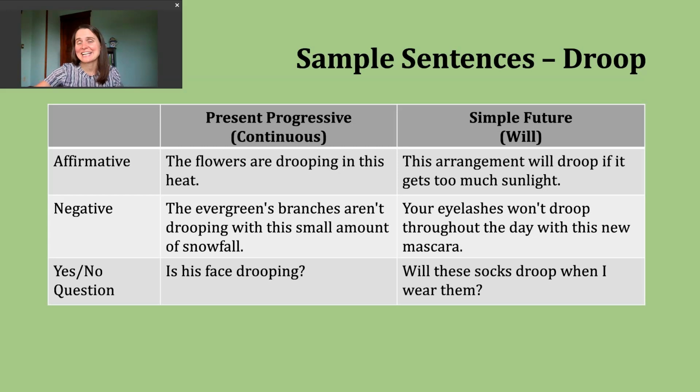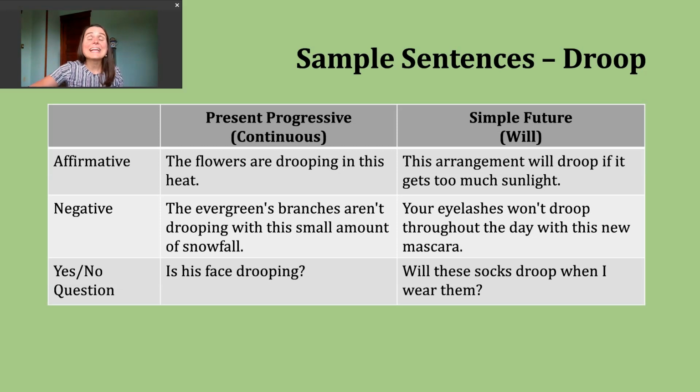So the nice thing about making sentences in the simple future with will is that our structure is going to stay the same no matter what our subject is. So we'll have our subject, we'll have will, and then we have the base verb. No suffixes, no special endings. Okay, you can see this in my example. This arrangement will droop if it gets too much sunlight. Right? So again, here, someone is likely making a prediction about what will happen in the future. So again, droop means to bend, fall downward.